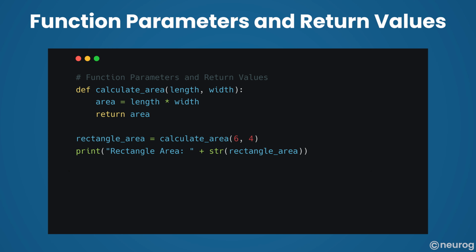Functions can have parameters and return values, allowing data to be passed in and results to be obtained. In this code, we are calculating the area of a rectangle using parameters and returning the result. This Python example demonstrates a function called calculateArea that takes length and width as parameters, calculates the area by multiplying them, and returns the result. The function is then called with arguments 6 and 4, and the calculated rectangle area is printed.